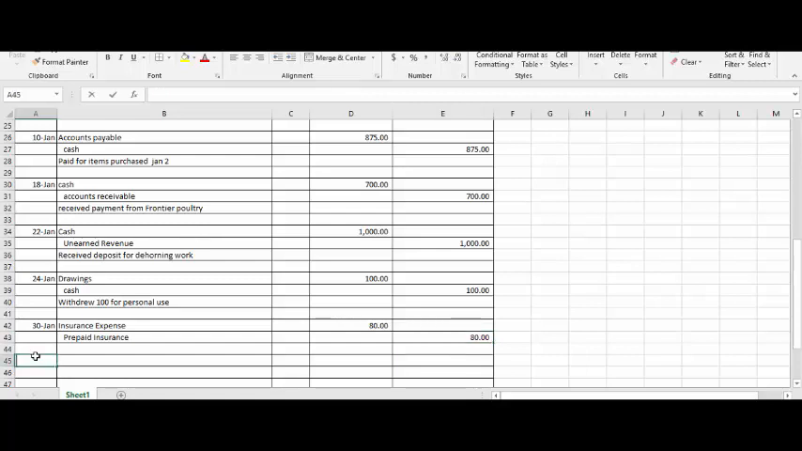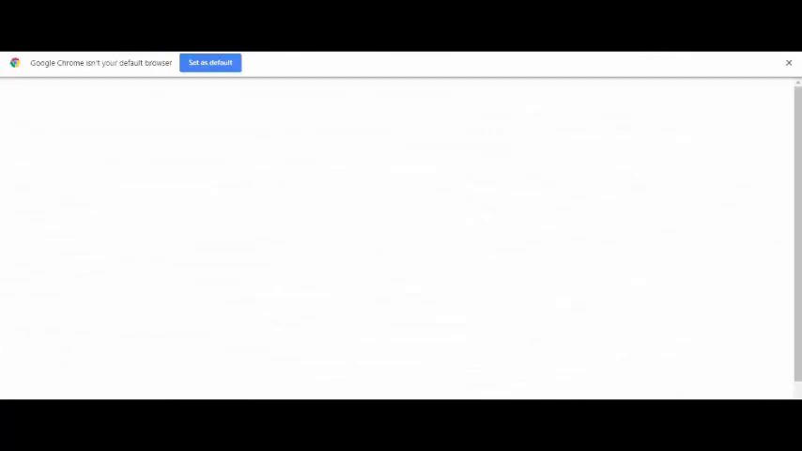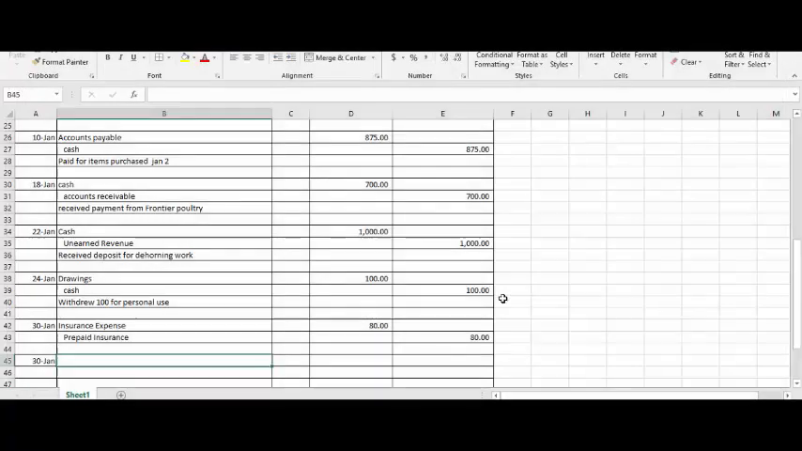And then January the 30th, again, our very last transaction of the month. So I divided by 12. Why did I do that again? Because there's 12 months in a year, and I wanted 1 month of insurance expense.